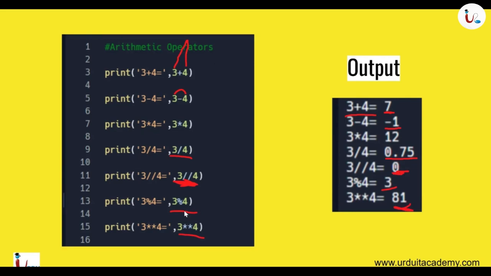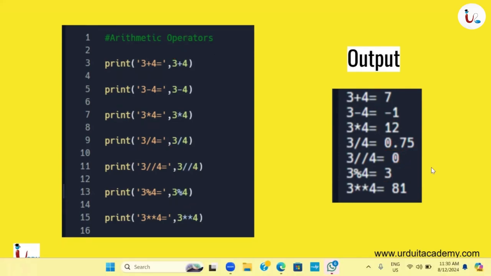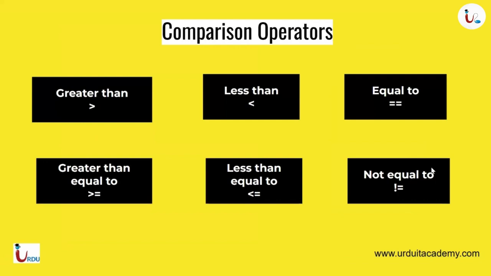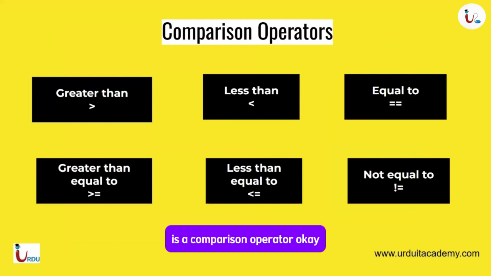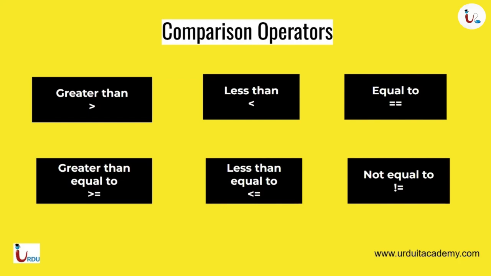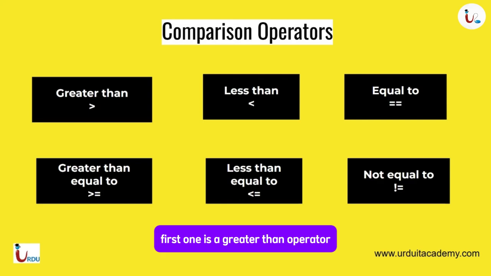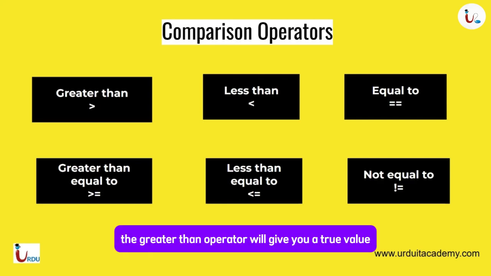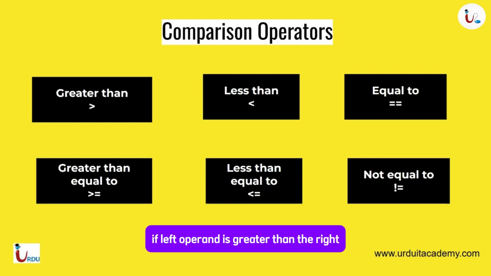Now let's continue with another operator. The next type of operator we use in Python is the comparison operator. We have 6 comparison operators available in Python. The first one is the greater than operator. The greater than operator will give you a true value if the left operand is greater than the right.